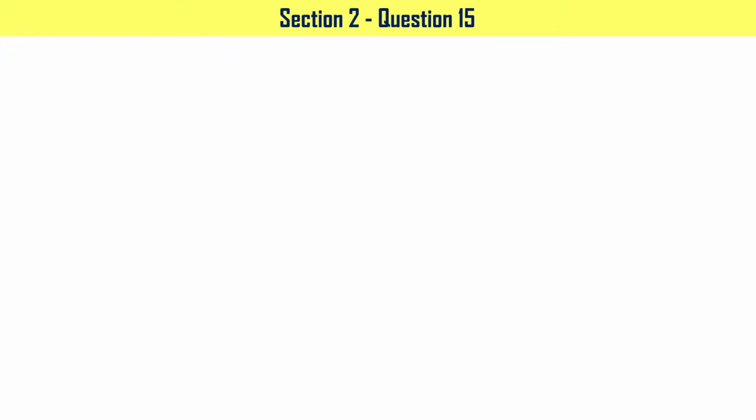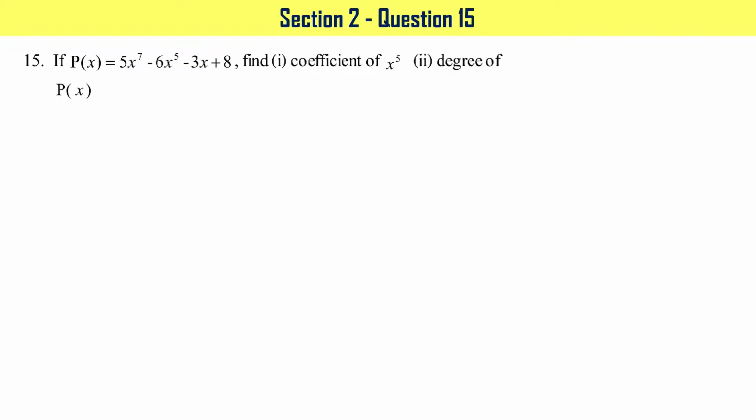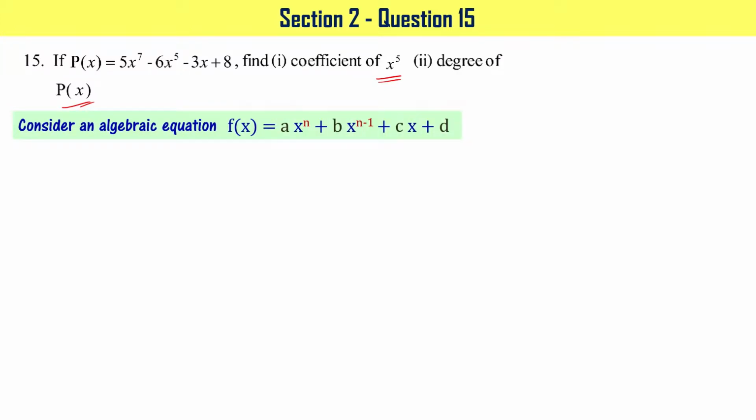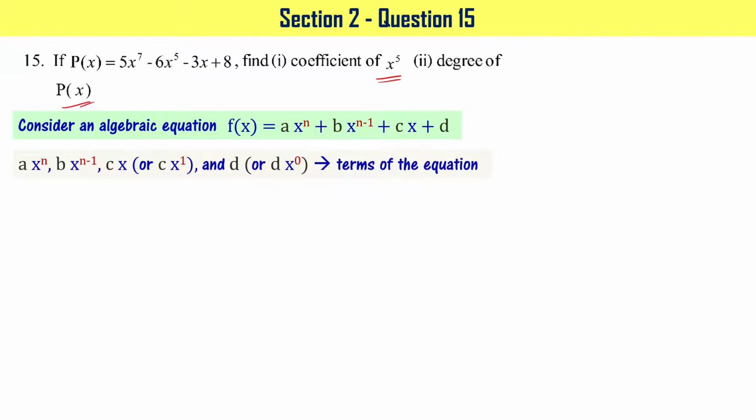Let's go to the next question, question number 15. If p of x equal to 5x to the power 7 minus 6x to the power 5 minus 3x plus 8, find the coefficient of x to the power 5 and the degree of p of x. Let us consider an algebraic expression. f of x equal to ax^n plus bx^(n-1) plus cx plus d. ax^n, bx^(n-1), cx and d, or d times x to the power 0, are called terms of the expression, right? And a, b, c, d are called coefficients.